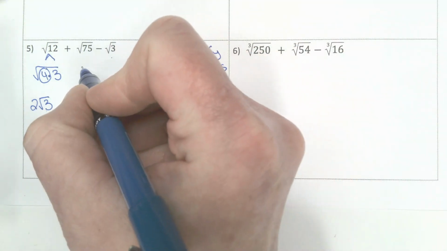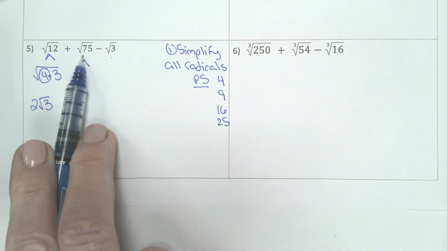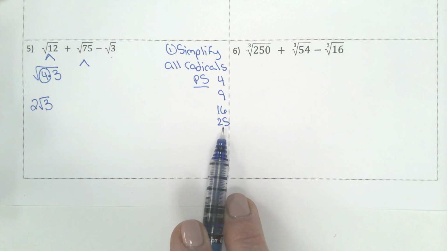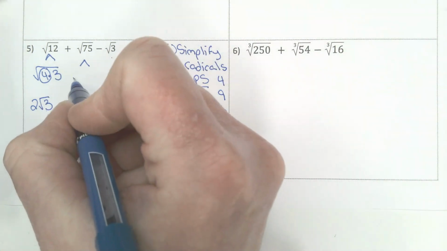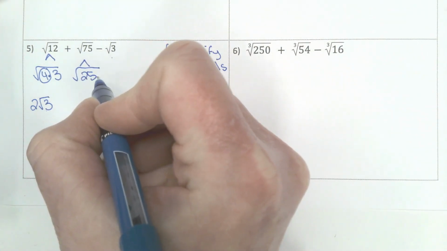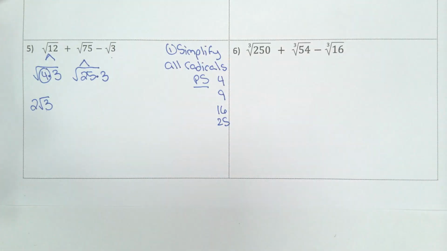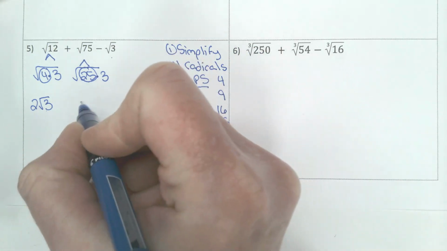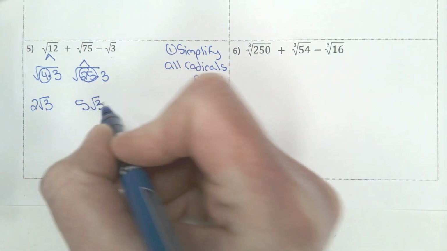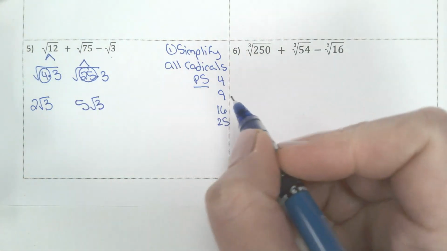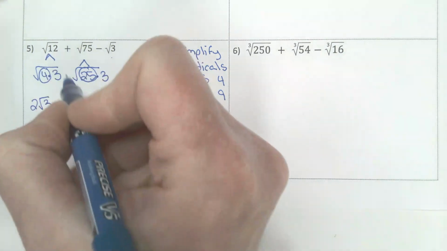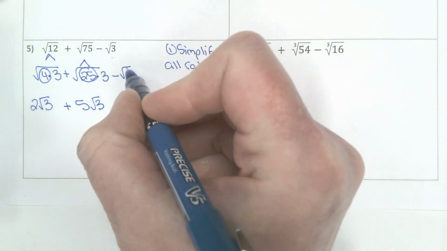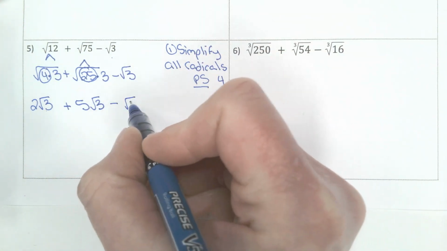All right, so we're going to keep going with this one. 75. Well, the 25 jumps out at me, that 25 is a factor of 75, and that would be 25 times 3. The square root of 25 is 5, radical 3. And I need to be careful and watch my signs. Bring down your plus in between those. And then I have minus radical 3 I can't do anything with.